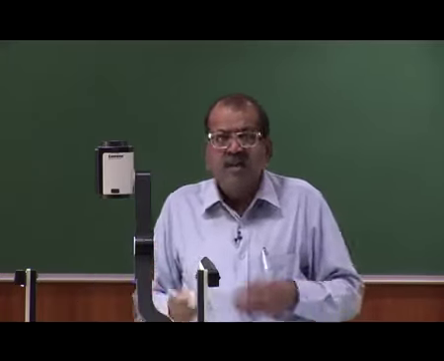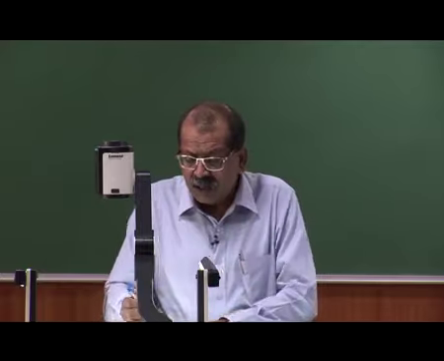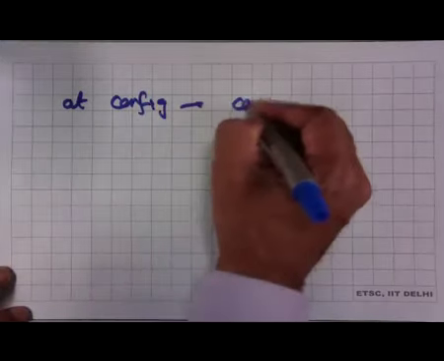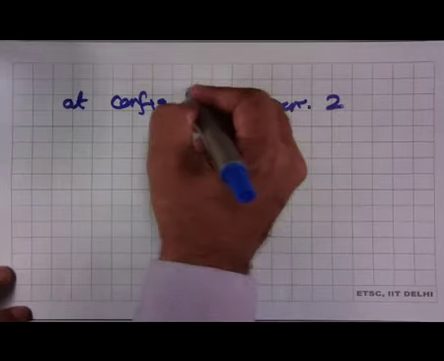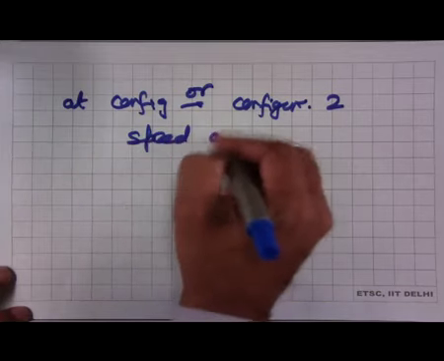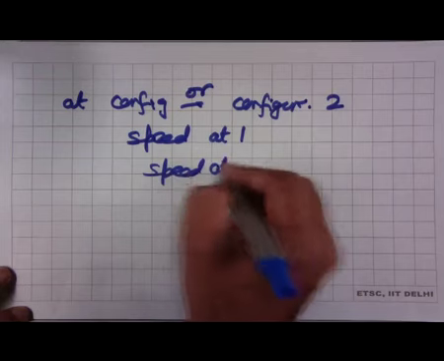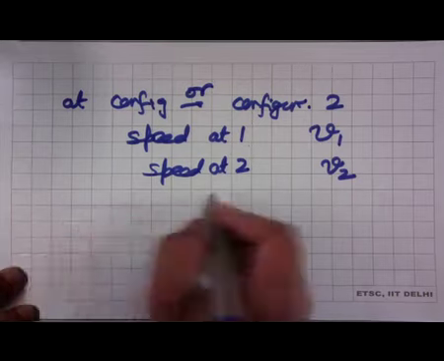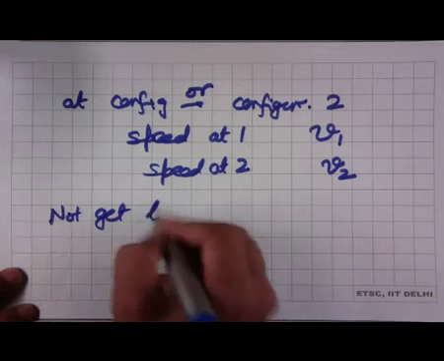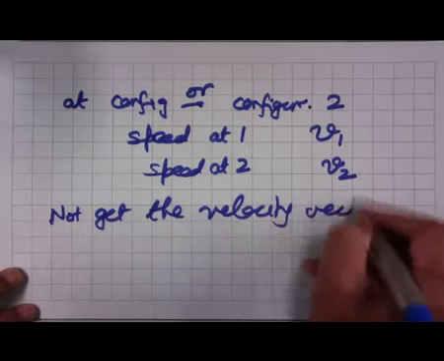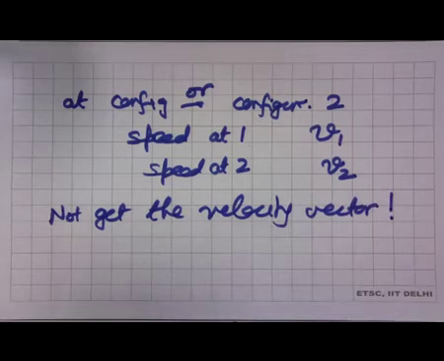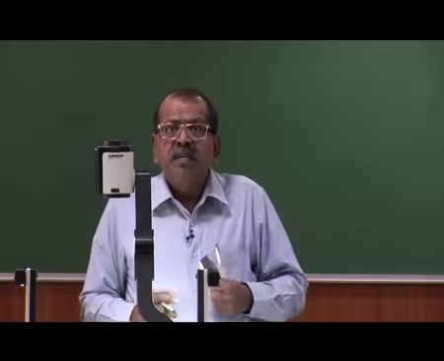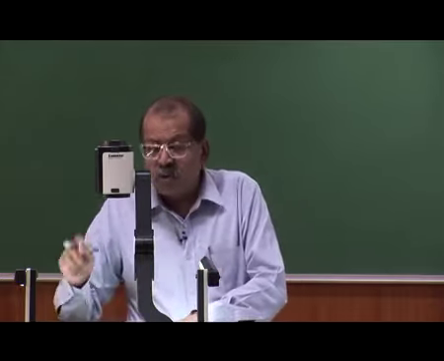Now, one thing we realize, and this you can see as a limitation of the work energy principle, is that at configuration 1 or configuration 2 we will be able to get the speed at 1 or the speed at 2. This we call V1 or V2. Assuming that one of them is unknown, we will be able to get the speed, but we will not get the velocity vector. Of course, if the problem is of one dimensional motion, then you will get to know the velocity vector, because velocity is along that line only. But in case of two dimensional motion, you will only be able to get the speed.